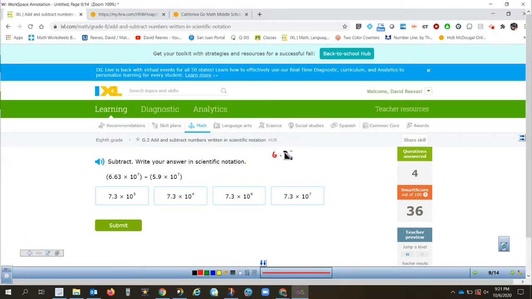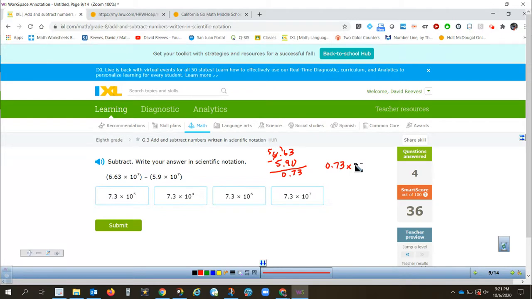So I'm going to go 6.63 minus 5.90. Okay, when I do that, 3 minus 0 is 3. I'm going to have to borrow here. 16 minus 9 is 7. And this becomes 5 minus 5, which is 0. Ooh, interesting.